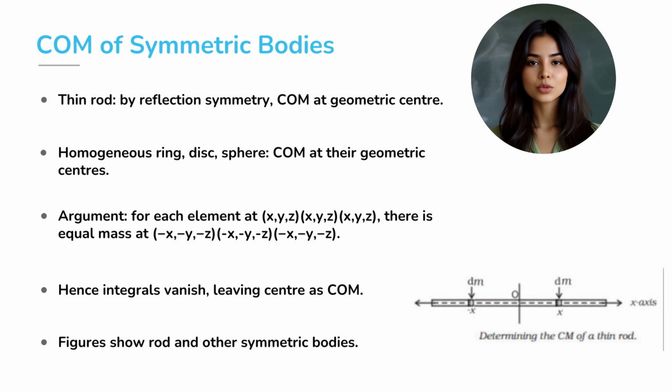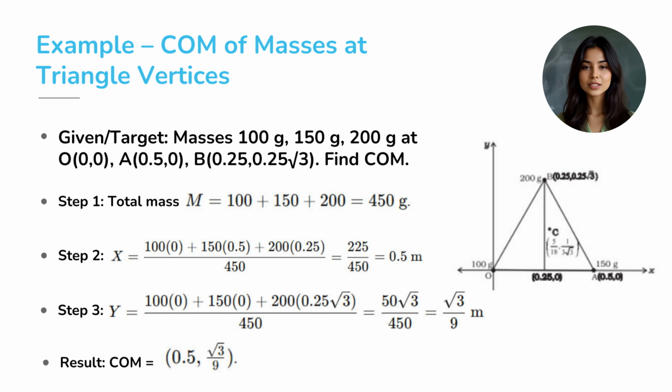The same is true for homogeneous rings, disks, or spheres. For every piece at position x, y, z, there's another at minus x, minus y, minus z. That's why their center of mass lies at the geometric center. So next time you hold a ring or a ball, remember, their balance point is right in the middle thanks to symmetry. Let's solve a real example.